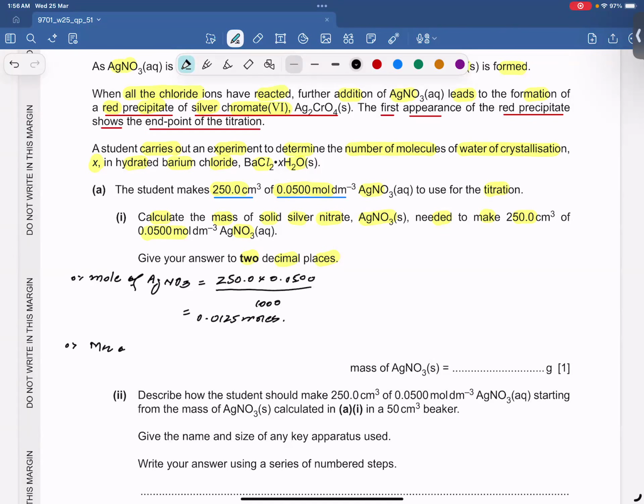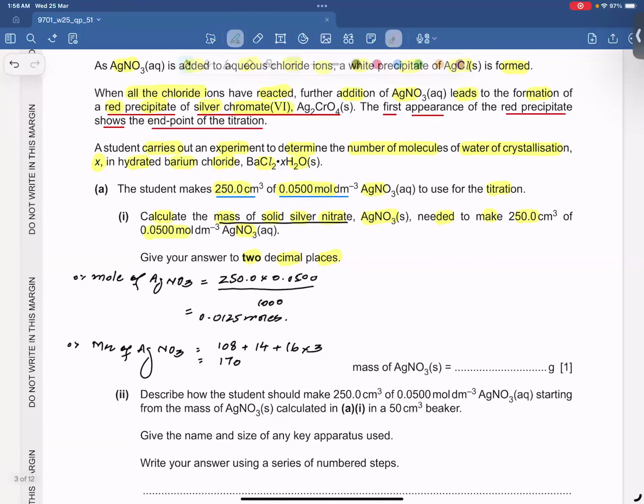Take out the Mr of silver nitrate, because we need to find out the mass of solid silver nitrate. Okay. So silver has a mass of 108, plus nitrogen is 14, oxygen is 16 times 3. So the Mr is going to be 16 times 3 plus 14 plus 108. So it's going to be 170. So we know the moles, we know the Mr. Multiplying these two values, I'll get the mass. So 0.0125 into 170. Oh, my bad. 0.0125. So it's going to be 2.215 gram.